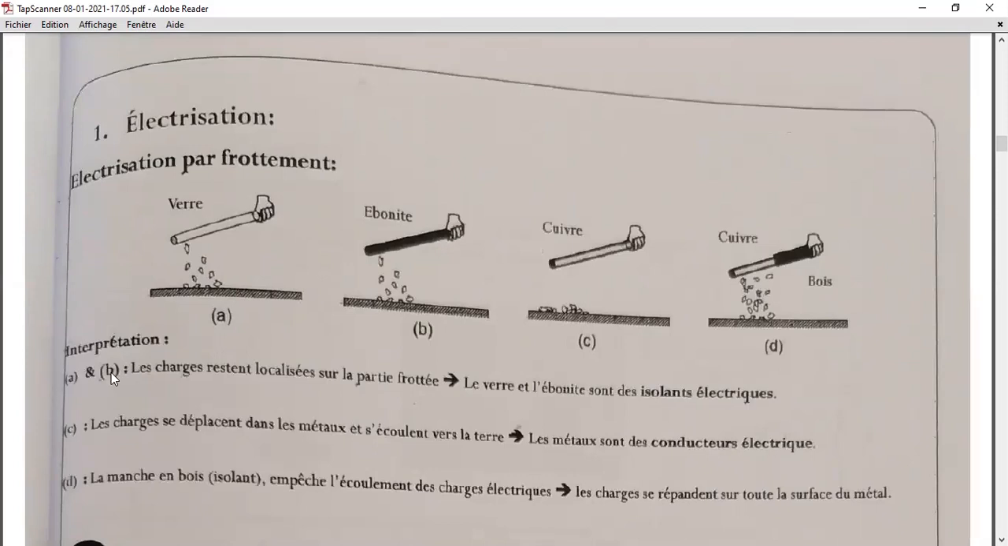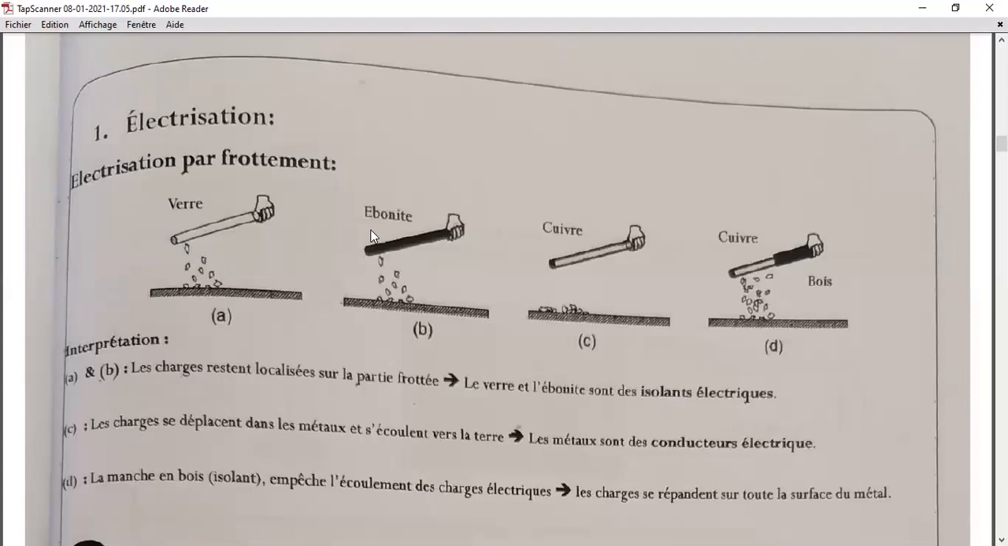So we see that in A and B, les charges restent localisés sur les parties frottées. Les verres et les ébonites sont des isolants électriques. So here they're saying what happens when you rub the verre and the ebonite. When you rub the verre and the ebonite, you form actual charges. When you form a charge, that charge doesn't move. It's at a stationary point. There's a charge which is formed in a verre, but that charge doesn't move. So when you bring it closer to papers, you see that there's an attraction because there are charges at the end of the part which you have scrubbed.